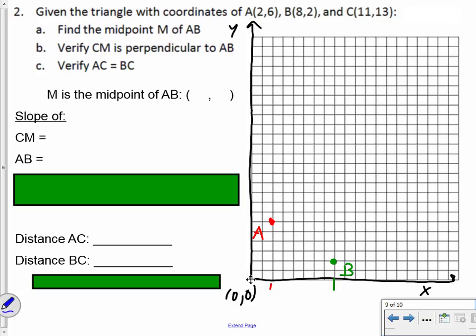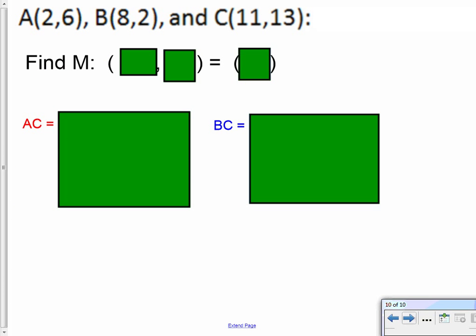And C would be over 11. So if this was 8, 9, 10, 11 right here, up 13, 1, 2, 3, 4, 5, 6, 7, 8, 9, 10, 11, 12, 13 is right here. So it looks like we had some space to use if we needed it, but we don't really need to go much bigger than that. Here we have A to B, B to C, C to A. That's the triangle that we're going to be working with, triangle ABC. Now first off, we need to find the midpoint of AB. So it's going to be somewhere in here. That's our point M. Okay, so I have to plug that into our midpoint formula. So I'm giving myself some space on a different page.